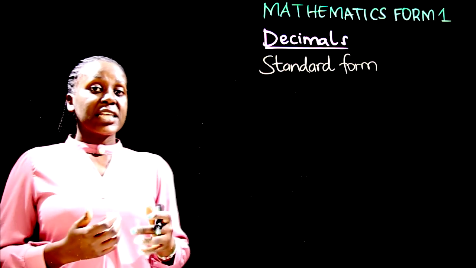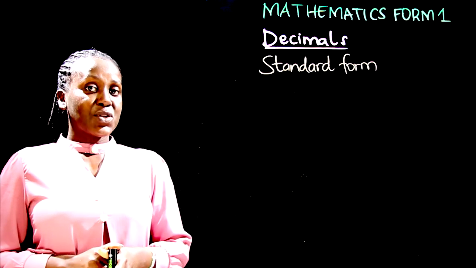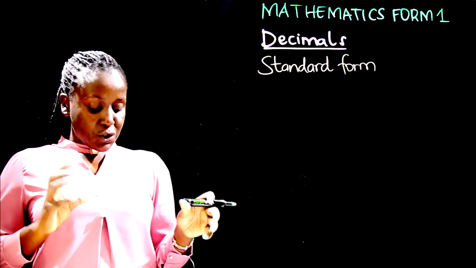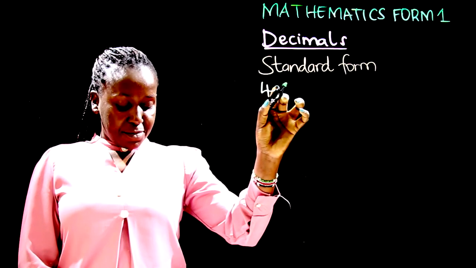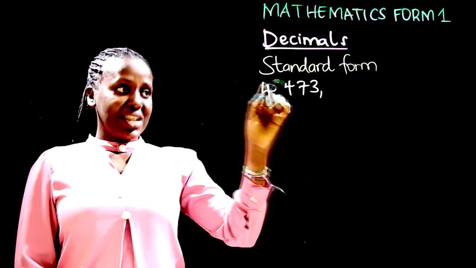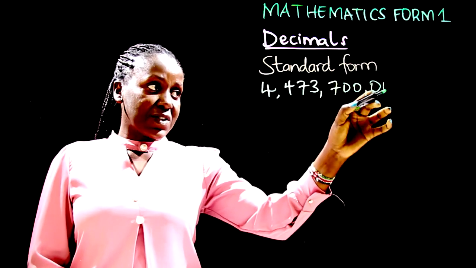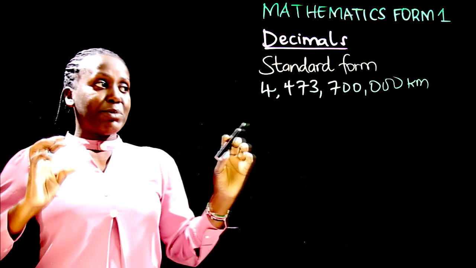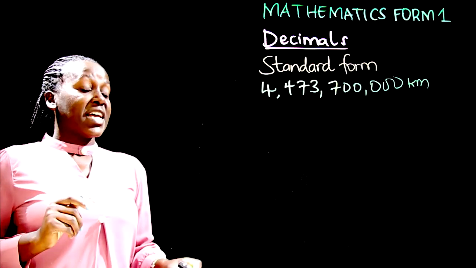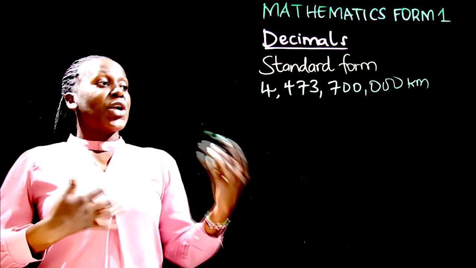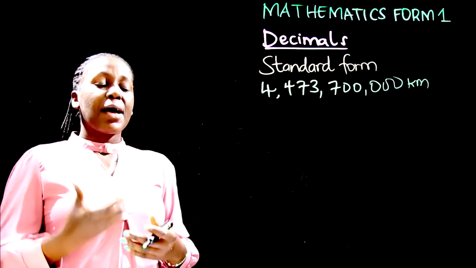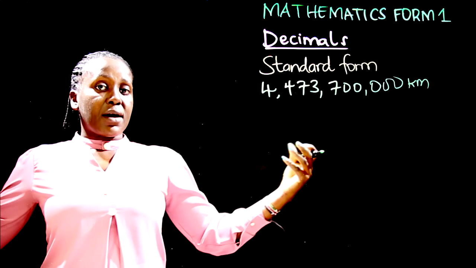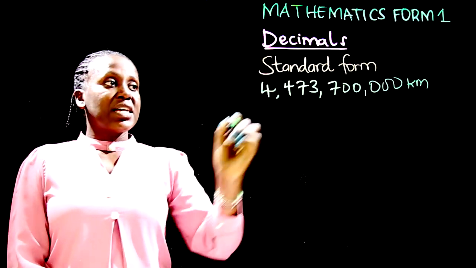Did you know that the distance from the Sun to Neptune, one of the planets in our solar system, is 4,473,700,000 kilometers? When you look at this number, you realize that it is a big number. So when you are writing it down, or communicating it to someone, it will be tedious. So numbers that are either too big or too small can be written in standard form.